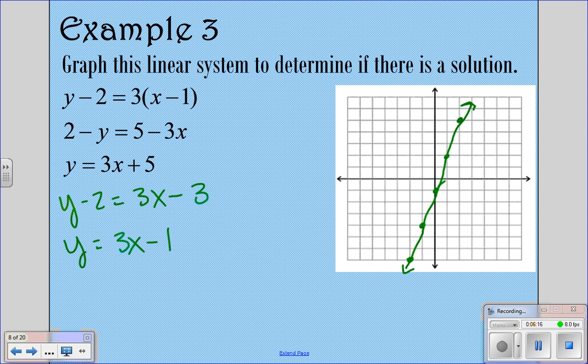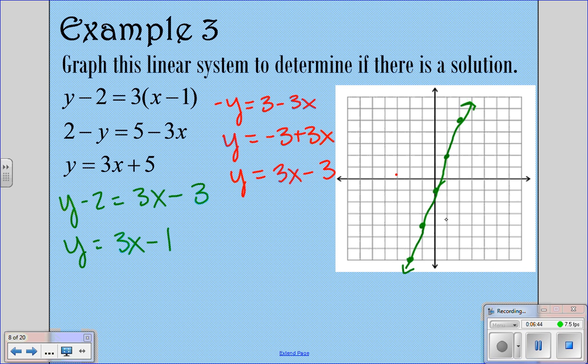Okay. For the next one, I'm going to do it in red. I'm going to start by subtracting 2. So I'm going to have negative y equals 3 minus 3x. And then I'm going to have y equals negative 3 plus 3x. I should probably put it into the correct form, so 3x minus 3. Just switch these two terms around.